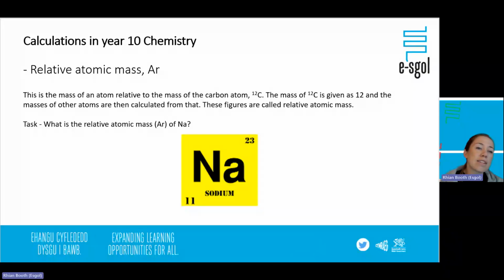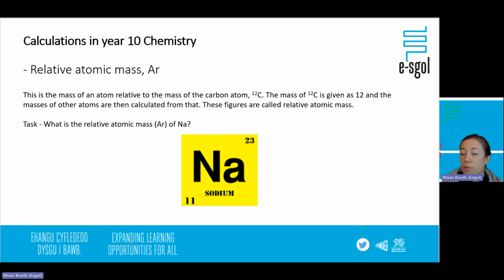Okay, so again, something we touched on in the second session of this series is relative atomic mass, AR. This is the mass of an atom relative to the mass of the carbon atom, carbon 12. The mass of this carbon is given as 12, and the masses of other atoms are then calculated from that. These figures are called relative atomic mass. So here we have sodium, okay, taken straight from the periodic table. Can you tell me what is the relative atomic mass of sodium?